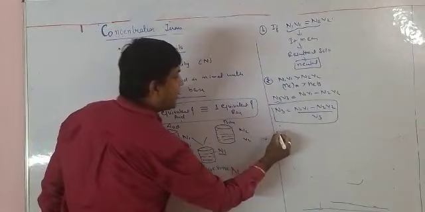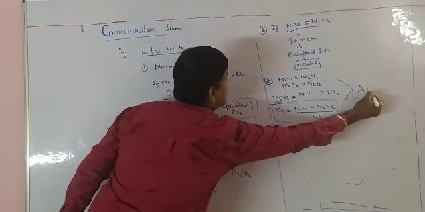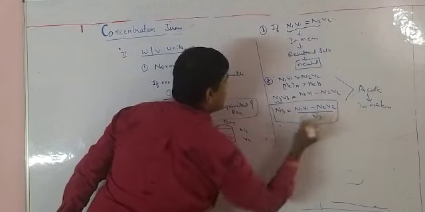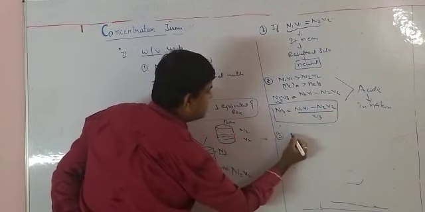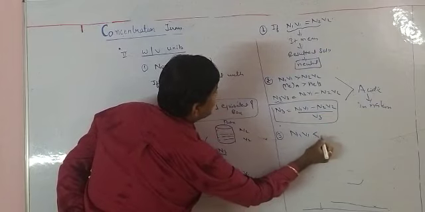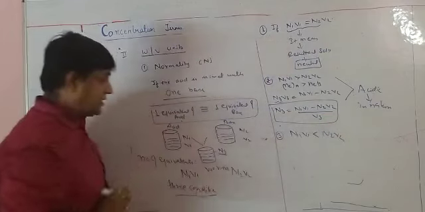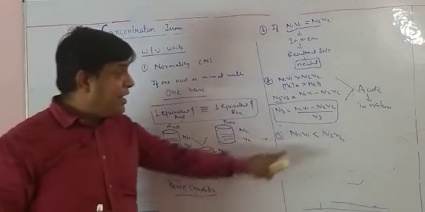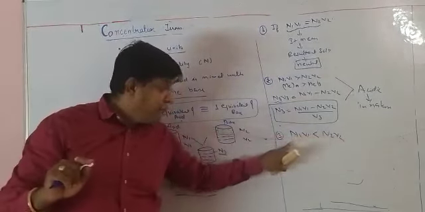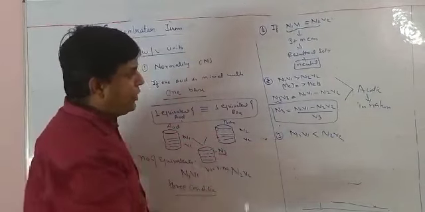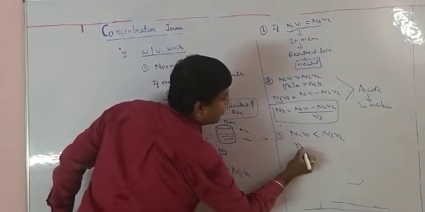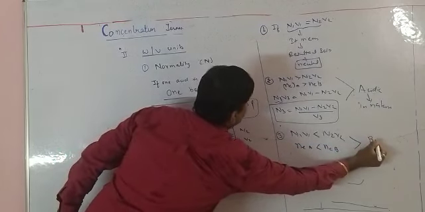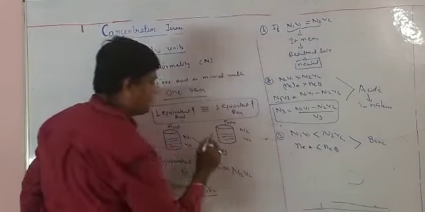Now the third case. Here the previous resultant solution was acidic in nature. Now if N1V1 is less than N2V2, in this case, what happens? N2V2 is the equivalents of the base. N1V1 is the equivalents of the acid. And we are saying N2V2 is more and N1V1 is less. Therefore, the number of equivalents of acid is less than the number of equivalents of base. So the resultant solution would be basic.